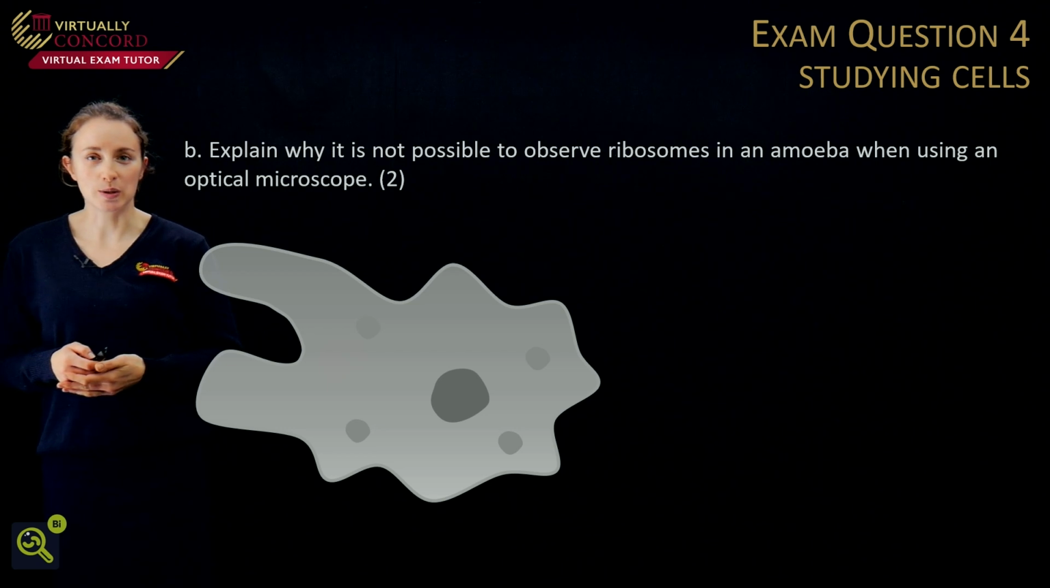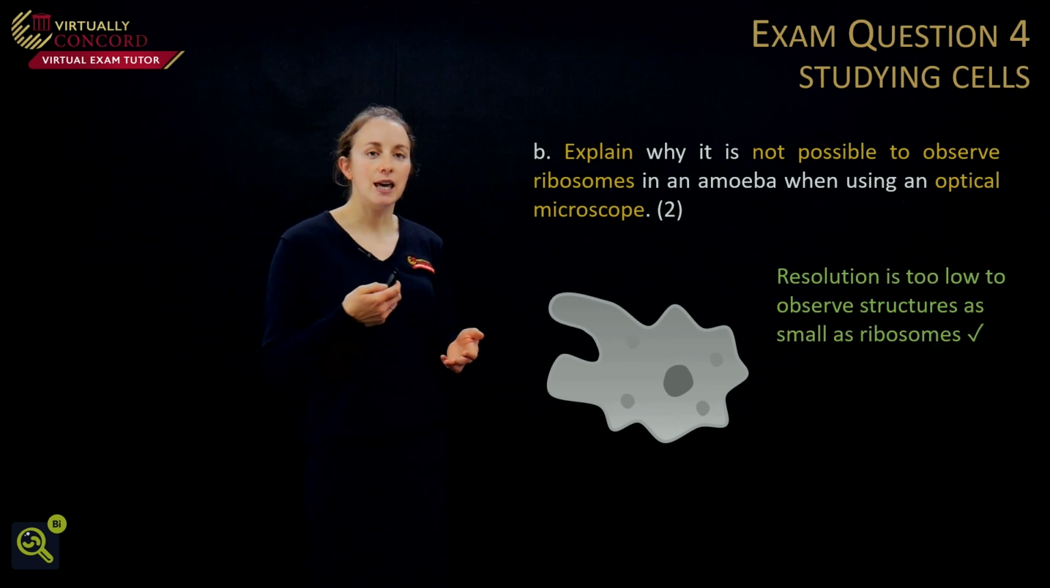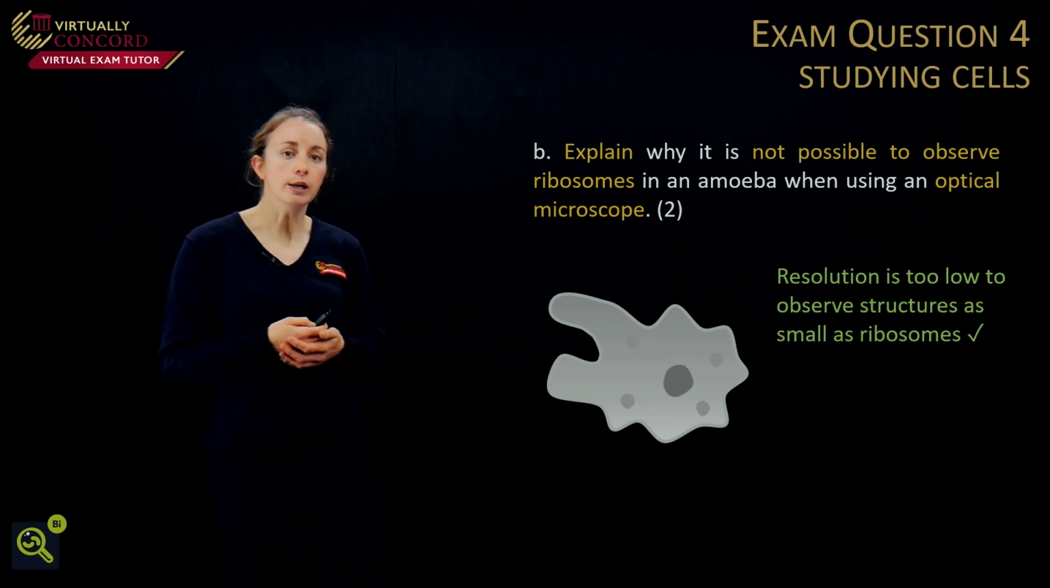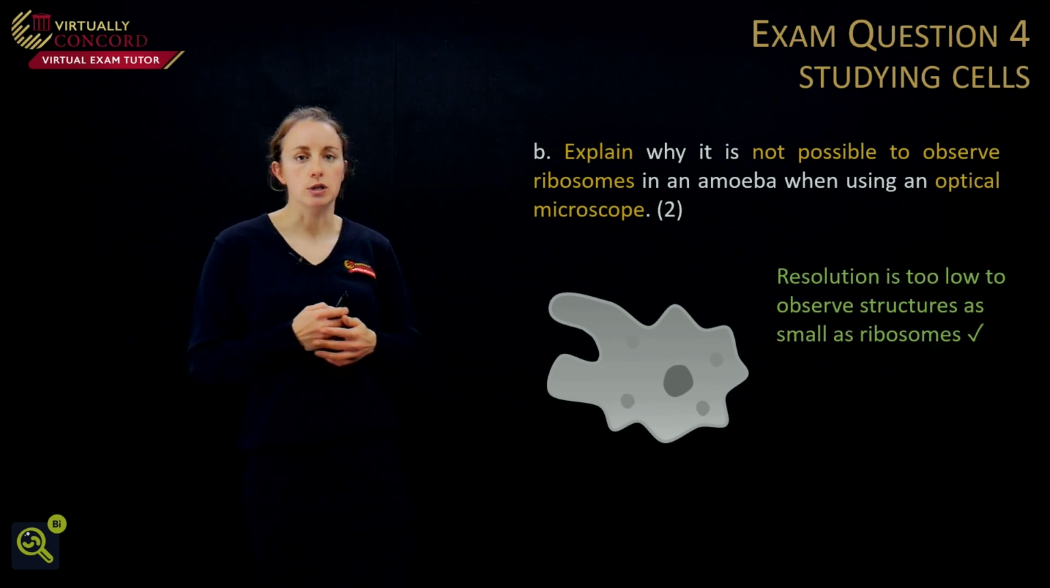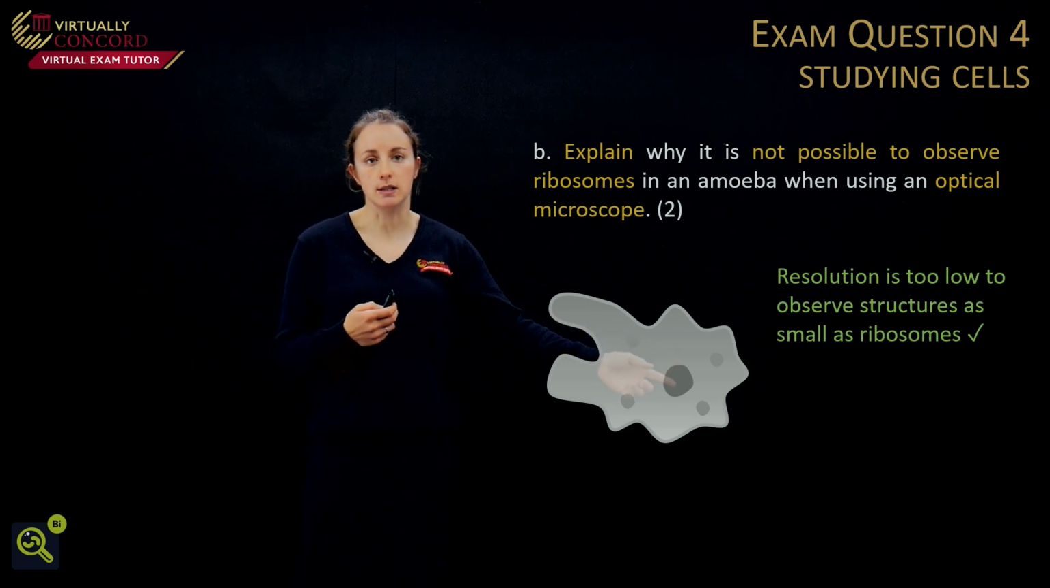Second part of this question asks you to explain why it is not possible to observe ribosomes when you're using an optical microscope or a light microscope. And the key thing here is that the resolution is too low, and it's too low to observe really small structures such as ribosomes, whereas you can observe structures such as your nucleus in the centre of the cell.